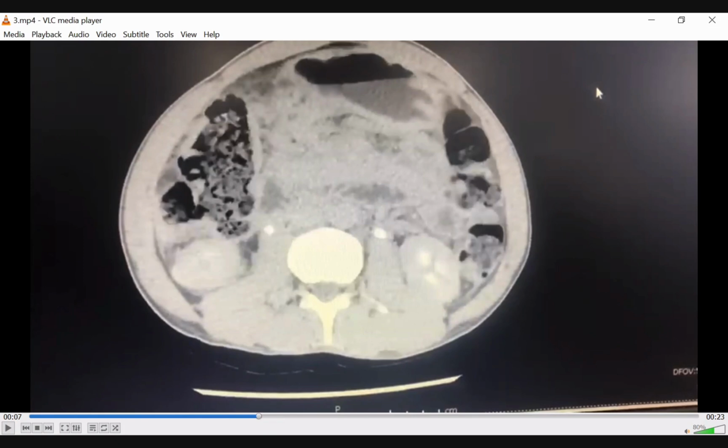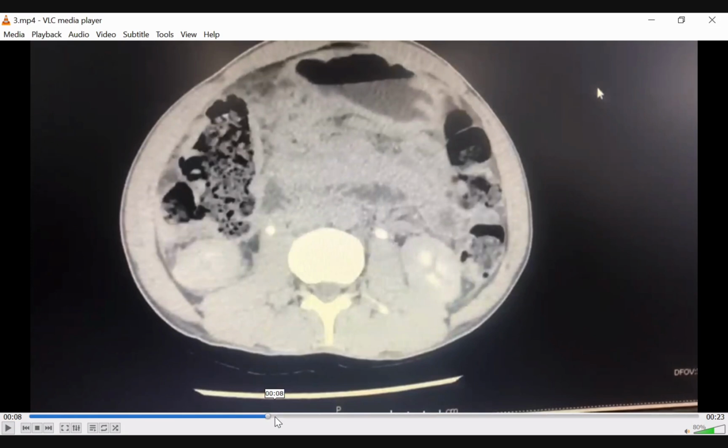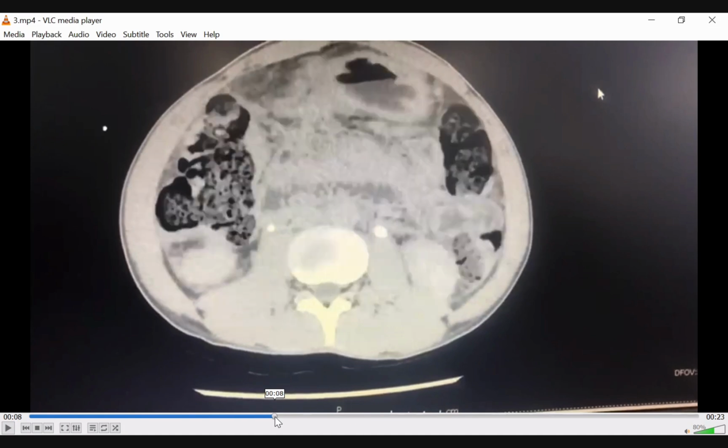Go down. So this is still at the level of the renal pelvis. Remember that. I'll show you more. Wait. On the right side, it is narrower. See, you said narrow. So let us see what happens as we go down. Okay, down.